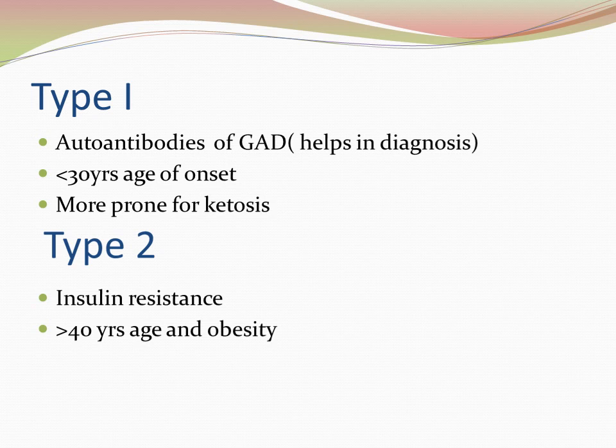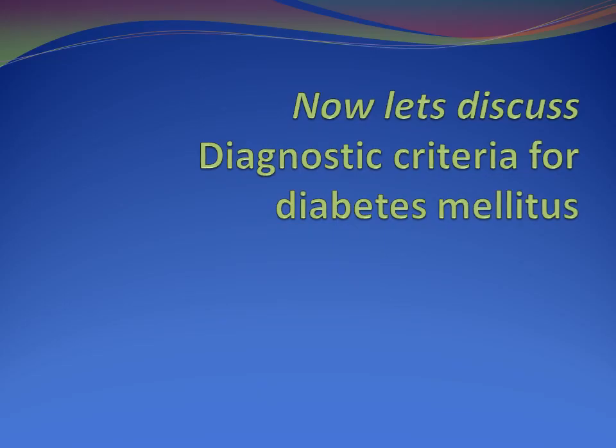Now, what was the reason for type 1 diabetes? Autoantibodies such as GAD, glutamic acid decarboxylase, which is also used in diagnosis, and the usual age of onset is less than 30 years. These patients are more prone to ketosis, and the most common acute complication that type 1 experiences is diabetic ketoacidosis. Type 2, however, is due to insulin resistance, seen mostly above 40 years of age and usually accompanied by obesity. Let us now discuss the diagnostic criteria for diabetes.